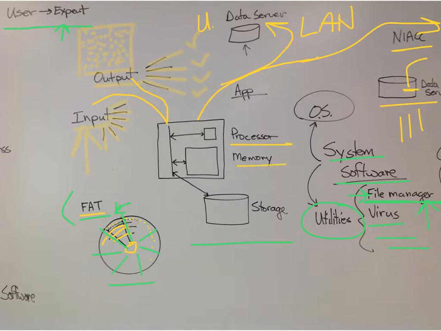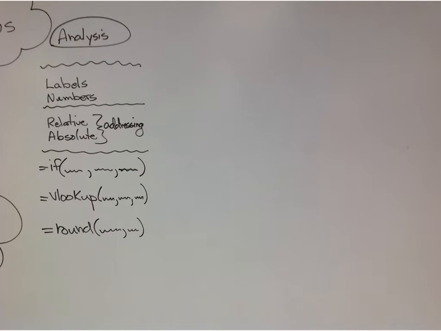Re-review processor, memory, storage. Alright, the other thing we talked about was the operating system. We listed them: Android, iOS, Windows, Linux, Mac OS, and there are others. We talked about there's operating systems that function in your cars and so forth. Let's move to the next screen.